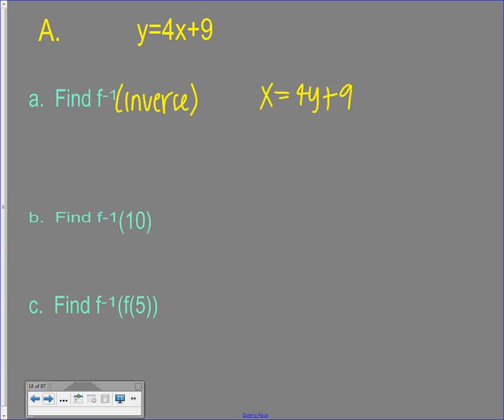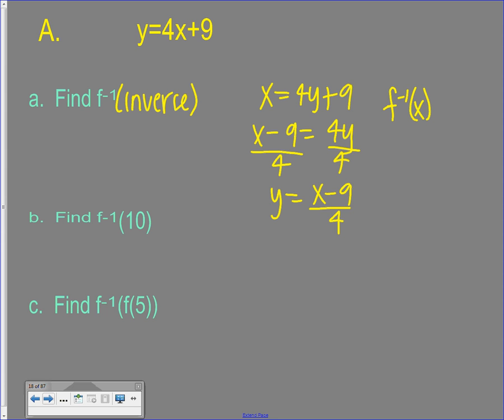Step 3 says to solve for y. The first thing I would do is subtract 9 from each side. And then to get y by itself, I would divide each side by 4. So I would get y equals x minus 9, all divided by 4. Then step 4 says change y to f inverse, so put it in function notation. So f to the negative 1 of x equals x minus 9 all over 4. My inverse here is x minus 9 over 4.